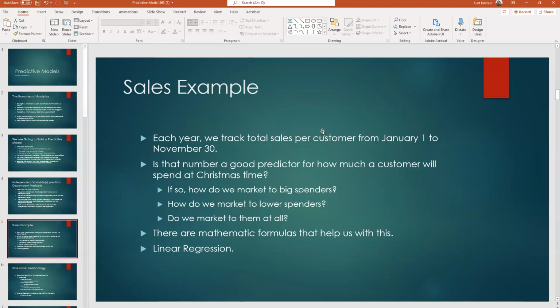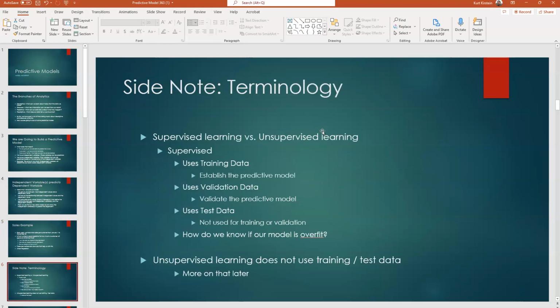So if that turns out to be a really good connection, a really good way of being able to predict what their December sales will be, do we use that information to market to those that are likely to be big spenders? Can we send them sales flyers? Can we send them other information to incentivize them to purchase more at our store? How do we market to lower spenders? Maybe we send them sales that are the other way. We give them discounts and the like. Or do we bother to market to them at all, right? Depending on what our model tells us. So there are mathematical formulas that will help us with this, and that's what we're going to be doing with linear regression.